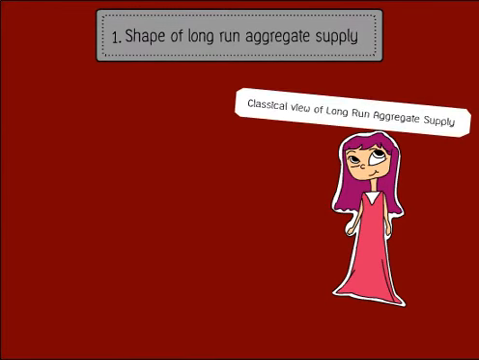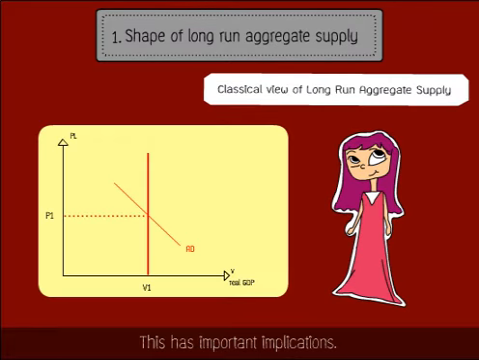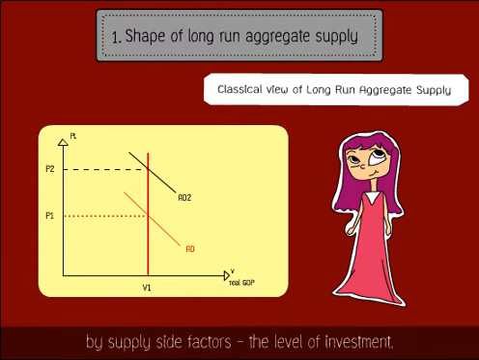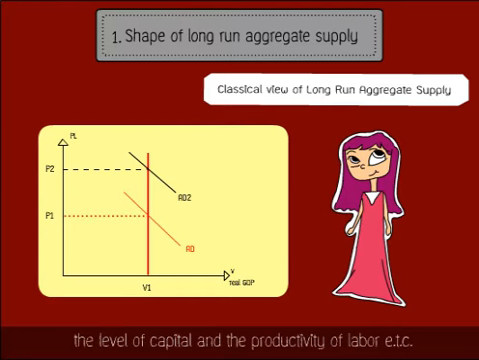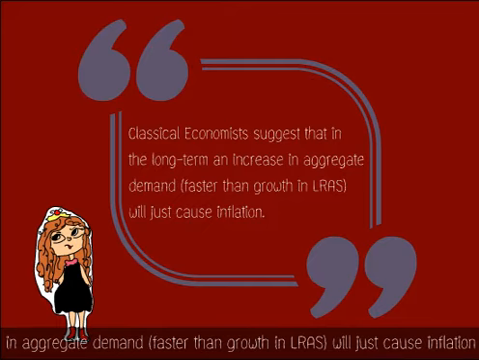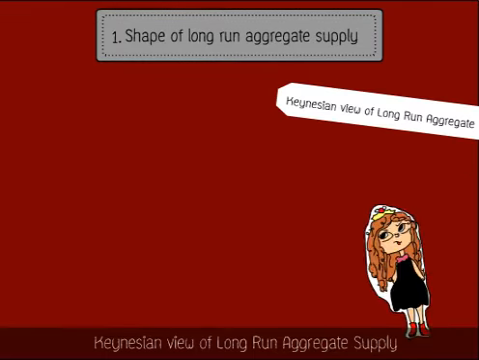This has important implications. The classical view suggests that real GDP is determined by supply-side factors, the level of investment, the level of capital, and the productivity of labor, etc. Classical economists suggest that in the long term, an increase in aggregate demand, faster than growth in LRAS, will just cause inflation.